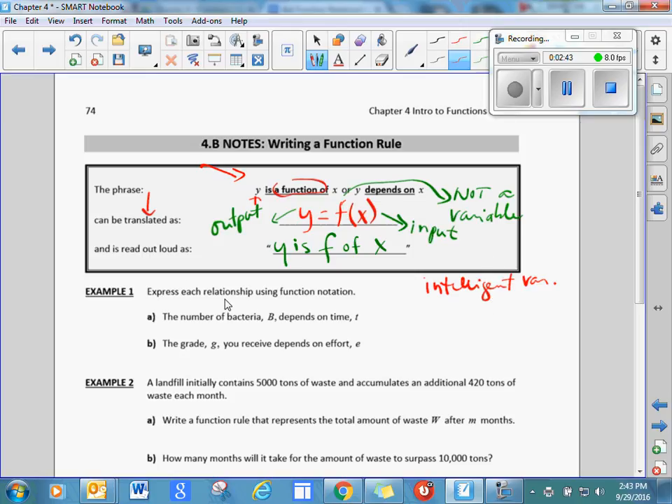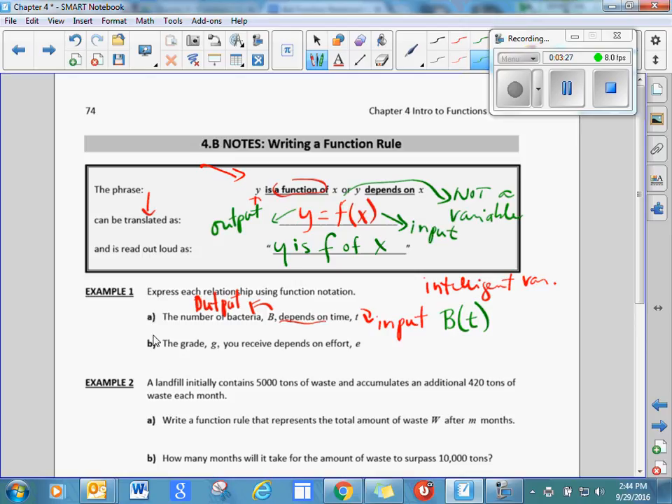So if you look at example 1a, it says the number of bacteria, capital B, and they give you this variable. You're not choosing it, they give it to you. Depends on, or in other words, is a function of time, little t. So if we look at this, B is the output, and t is the independent variable, or the input. If we were going to write this mathematically as a function, we would say B is a function of t, and it would look like that.